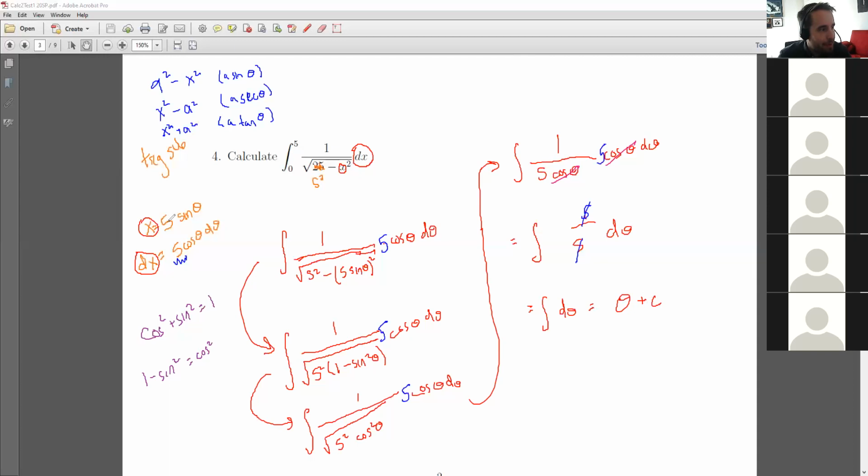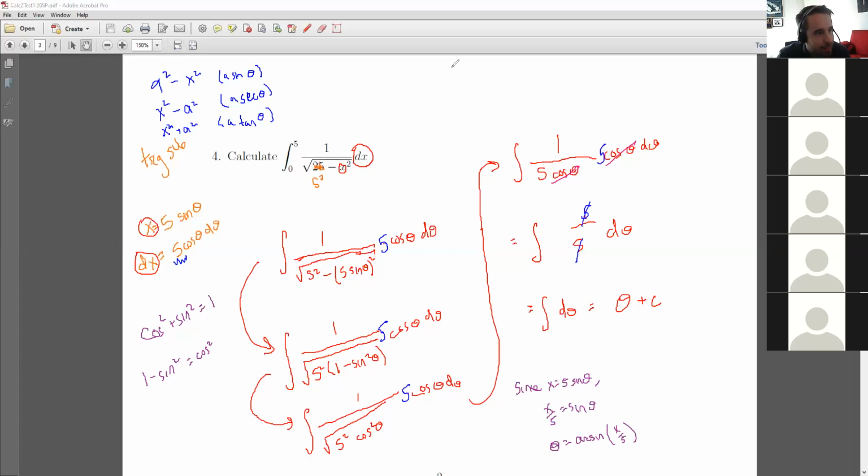And the final step in these kinds of problems is to try to rewrite it in terms of x. And so we have to go back to this piece, right? x equals 5 sine theta. If x equals 5 sine theta, that means that x over 5 is sine theta. And so theta is going to be arcsine, or inverse sine, of x over 5. So we have to resolve for theta in this case.